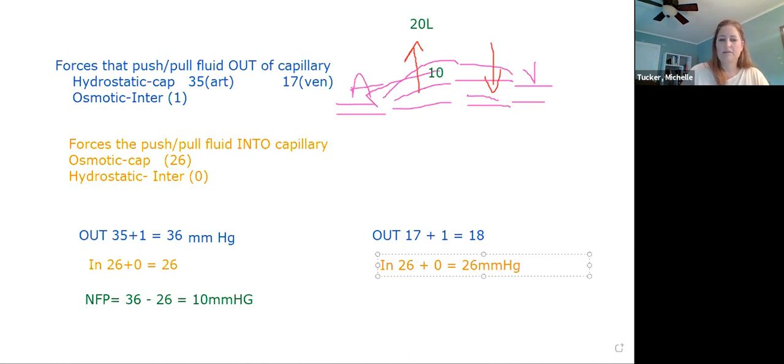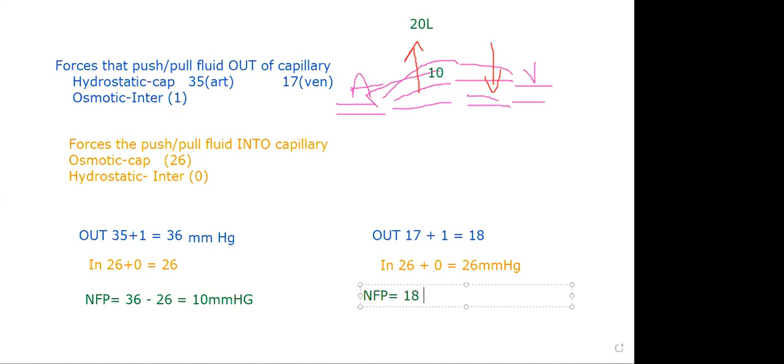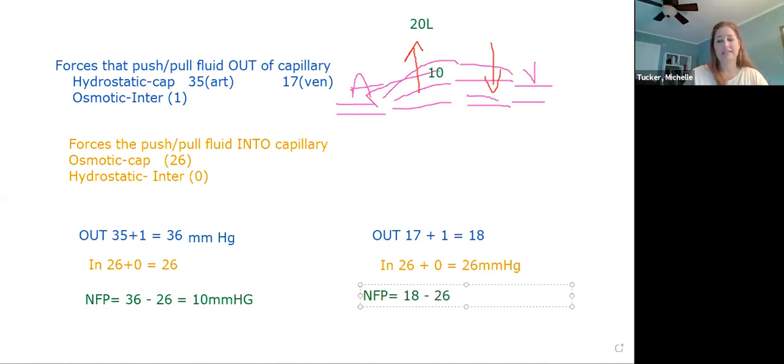Okay. So then on the venule side, we have a net filtration pressure equals, okay, what minus what? It's not 36 anymore. We're down to 18. And then we still subtract 26. So now we have -8.